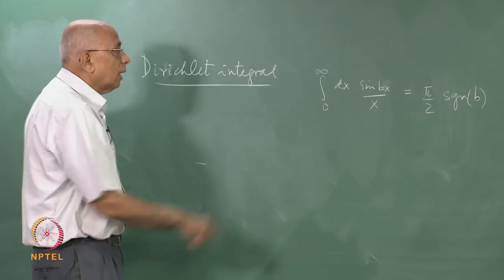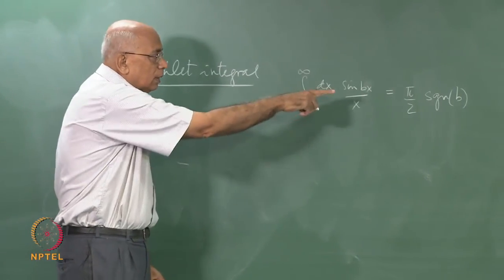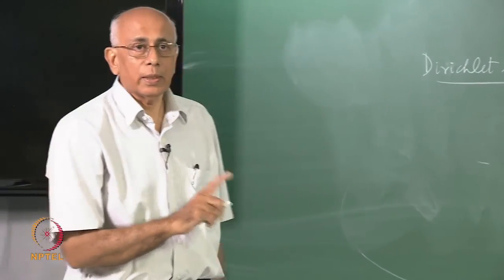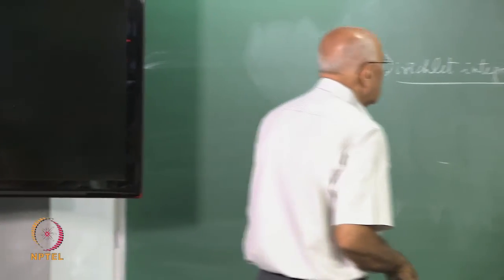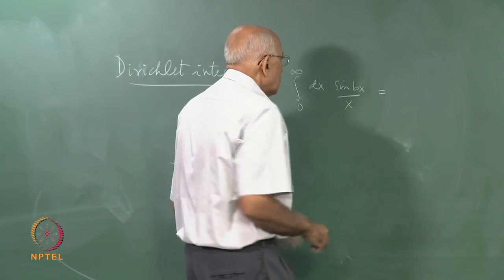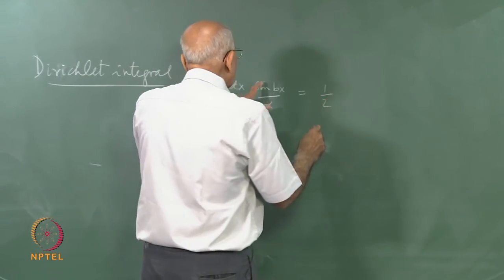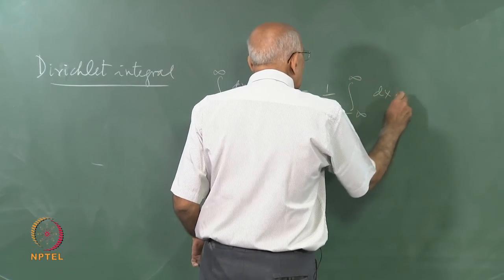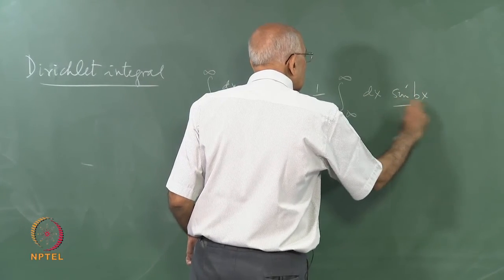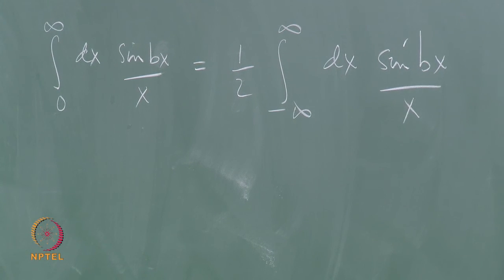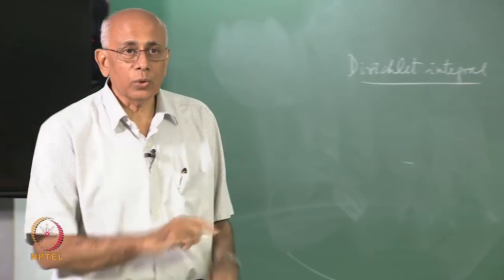What I would like to do is to derive this. By the way, this result is easily derived from elementary considerations, but I would like to derive it using contour integration, and here is how you do it. The first thing to note is that this is an even function. So write this as half the integral from minus infinity to infinity dx sin bx over x, in this fashion. Now we are laying the groundwork for trying to get a closed contour somewhere.